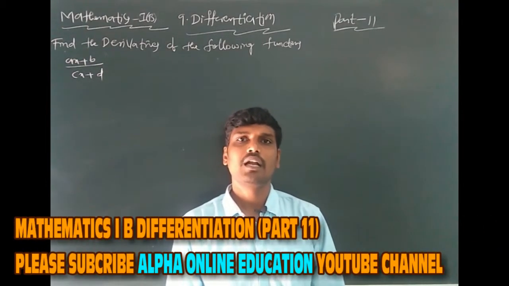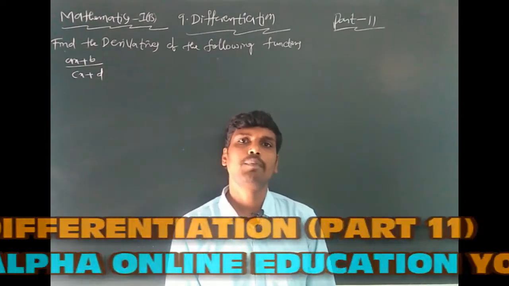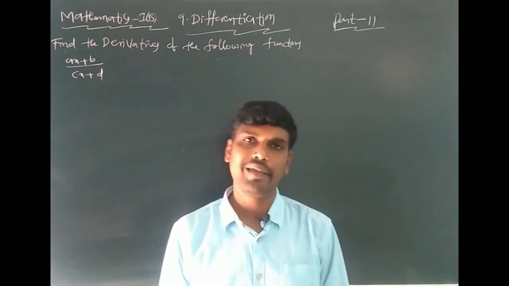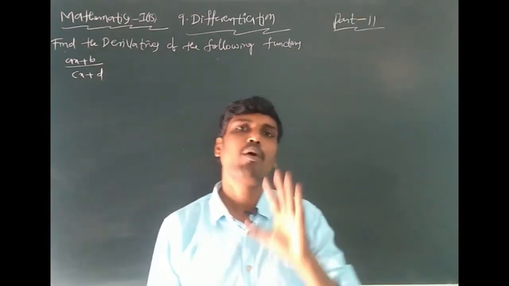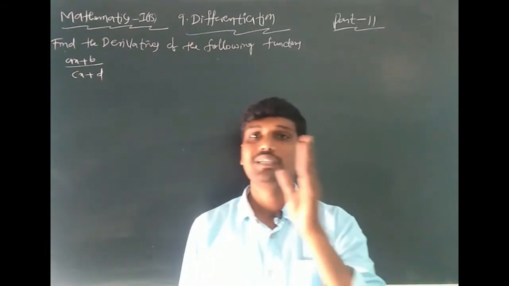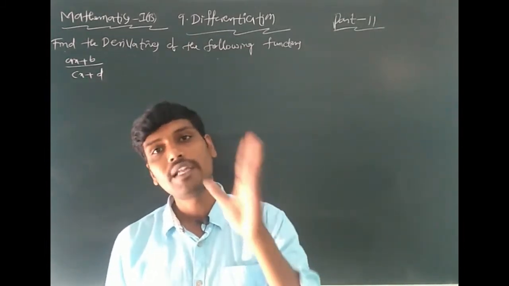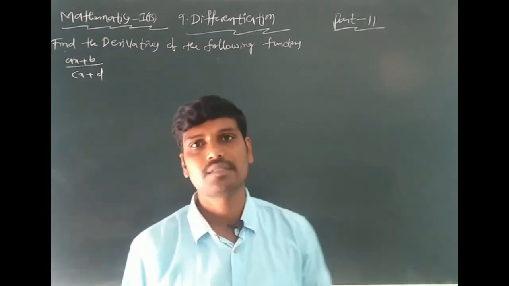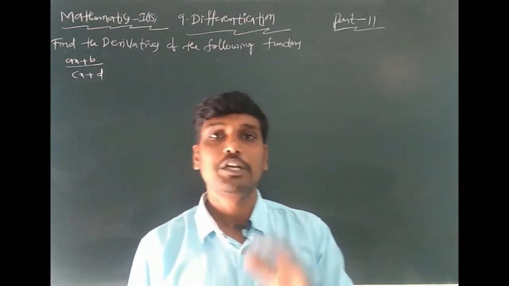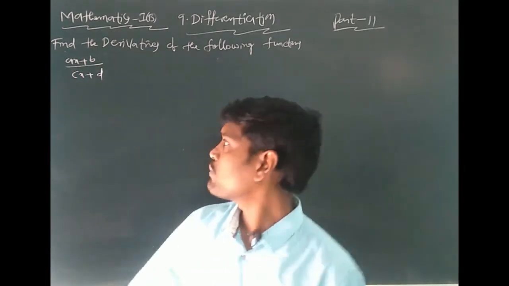Ninth chapter, Differentiation. This chapter belongs to Mathematics 1B, Part 11. In the last part we completed important 2 marks problems by using the UV method and UVW method. Today in class we will explain some more important problems of the u by v form. What is the first problem?